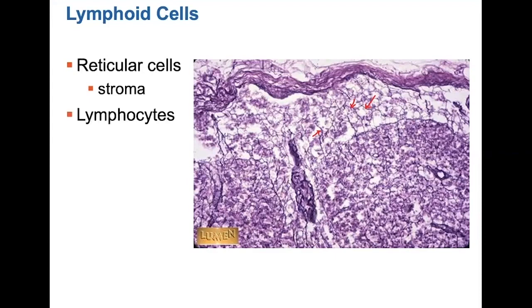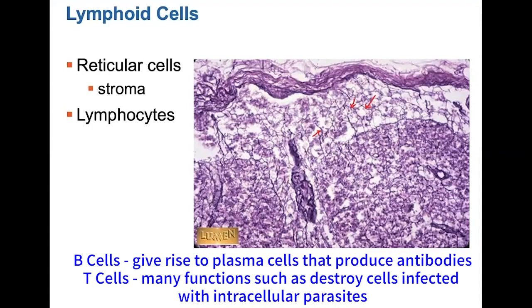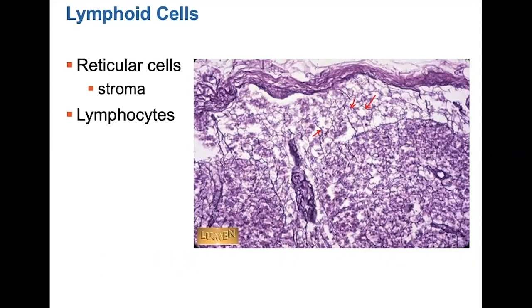Lymphocytes are also present in lymphoid tissue. Recall that lymphocytes are involved in specific immune responses, and there are two types: B lymphocytes, or just simply B cells, and T lymphocytes, or T cells.